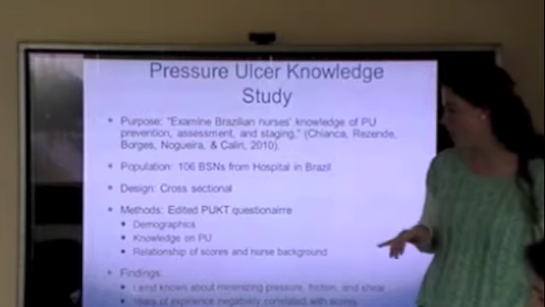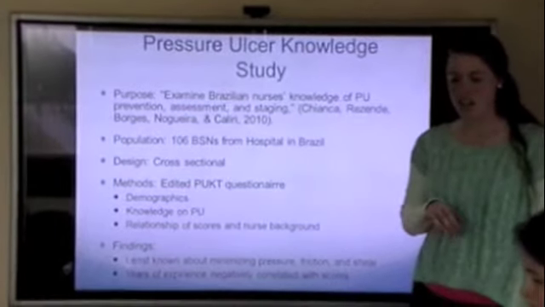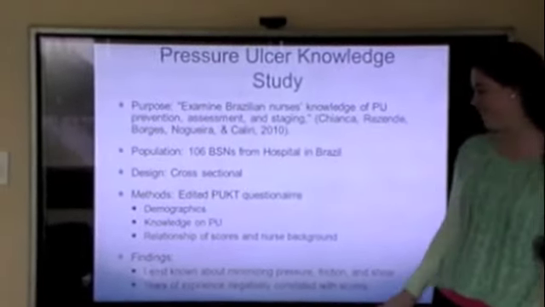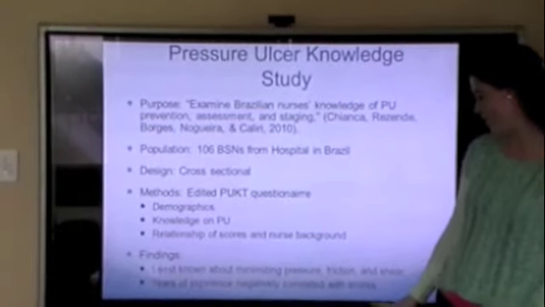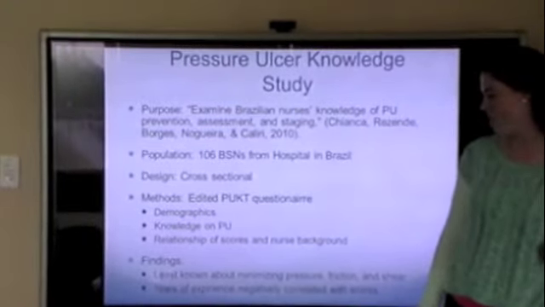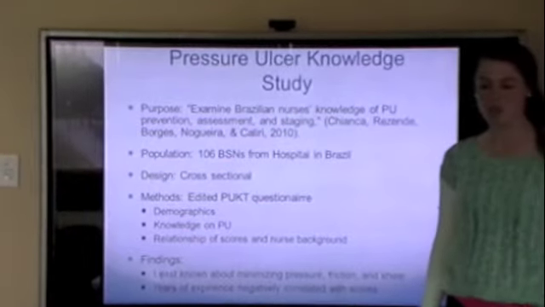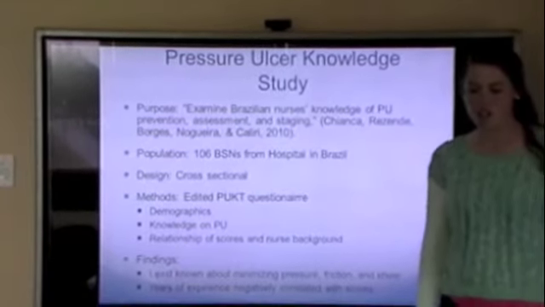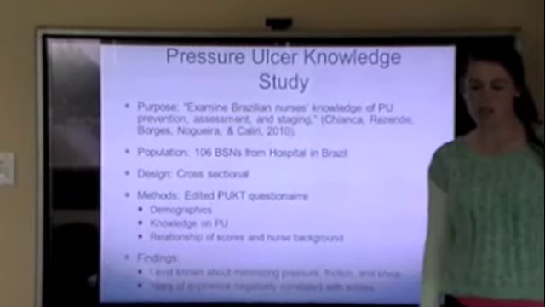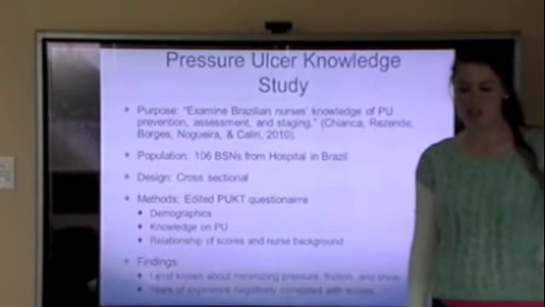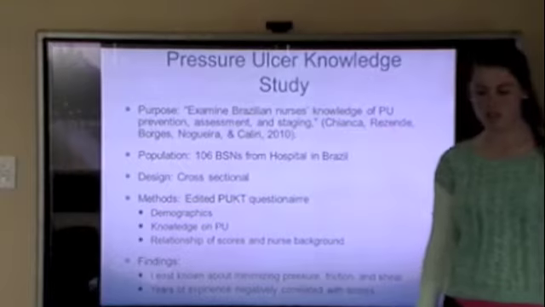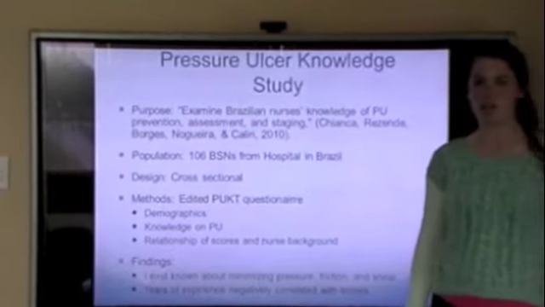So the findings of the test were that the least known information was about minimizing pressure ulcers, friction, and shear force, and that years of experience were negatively correlated with scores by 21%. There's also only 42% of questions that were answered correctly by 90% or more of the nurses in the study, and the nurses that answered the most questions right were in direct care.